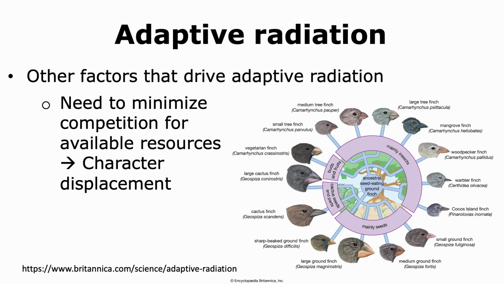Adaptive radiation can also occur when there is a need to minimize competition for available resources among individuals of a population. For example, the Galapagos finches all arose from an ancestral finch that ate seeds. Now, during the adaptive radiation process, many different species of finches were formed, and some of them still ate seeds. However, they were able to expand on the type of seeds that they were able to eat. On the other hand, we had other species of finches form that now started eating fruits, and others were formed that were now eating mainly insects. When adaptive radiation occurs in order to minimize the competition for available resources, this phenomenon is called character displacement.